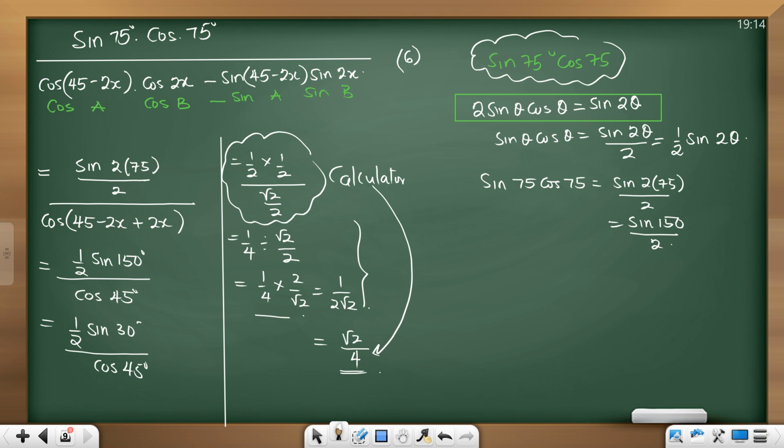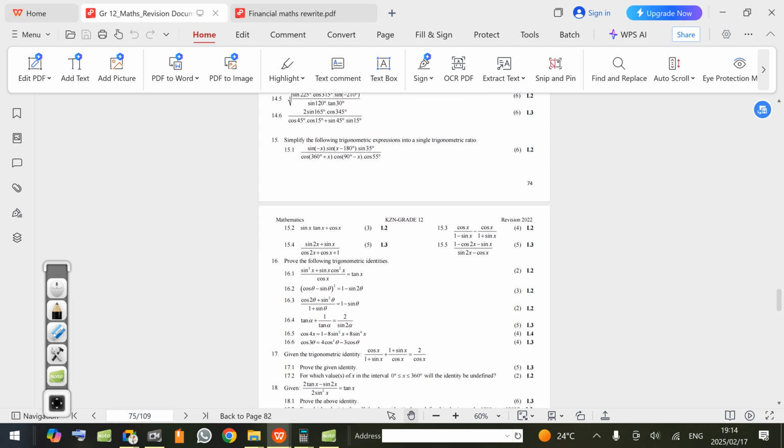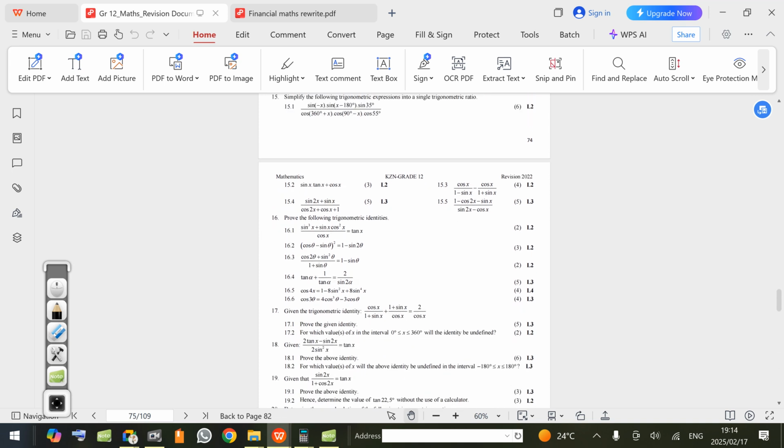Can we look for one more? Just to make sure that there's no need to rush. We want to get the marks. Did we do this one? We did this.